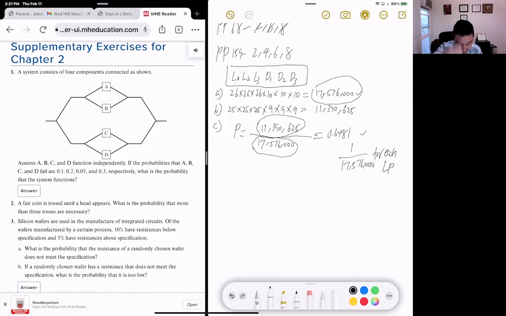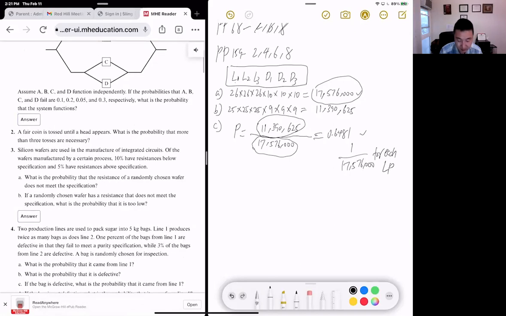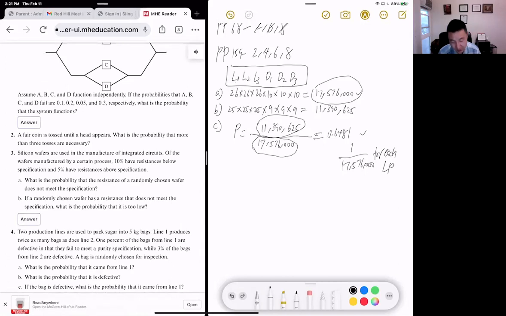A fair coin is tossed until a head appears. A coin could have head or tail, and for a fair coin, the chance of a head is 50%. So does the tail. What is the probability that more than 3 tosses are necessary? That's question number 2. More than 3 tosses are necessary.